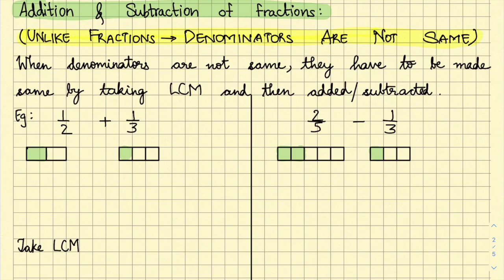Hello everyone. Now we are going to learn about addition and subtraction of fractions. But now we are going to learn about addition and subtraction of unlike fractions. Unlike fractions are the ones in which denominators are not the same, which have different denominators. So when the denominators are not the same, they have to be made the same by taking the LCM, and then we have to add or subtract as per the given question.